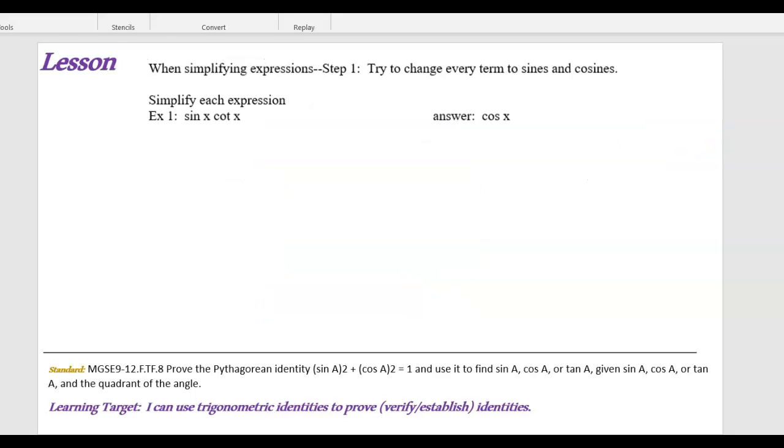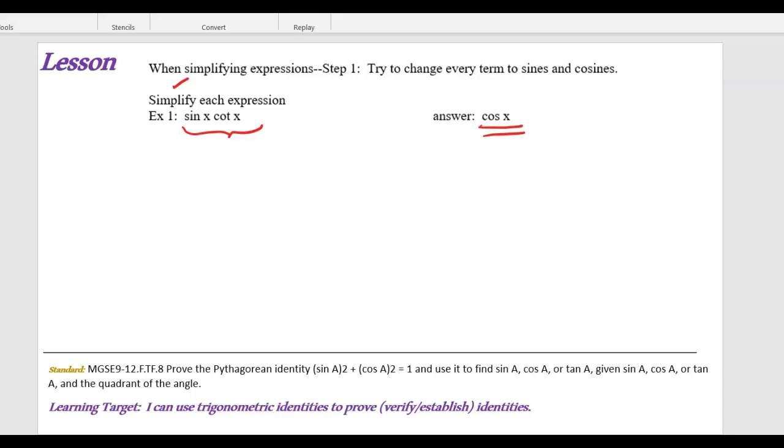Okay. So let's do a couple basic examples. So generally, not always, you're going to be given an expression, and you're going to be asked to simplify. So simplify generally means to make it as simple as possible, rewrite it in terms of generally one trig function. Okay, not always, but most of the time. Okay, so in this particular example, you're given an expression and you're actually told, okay, I should be able to show that sine of x times cotangent of x is equal to cosine of x.